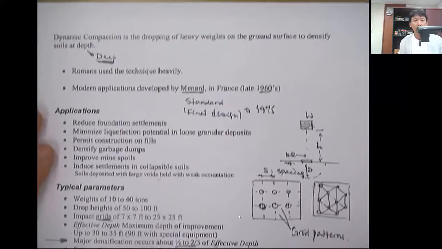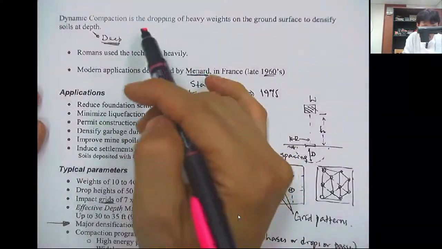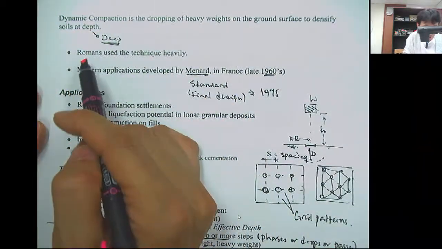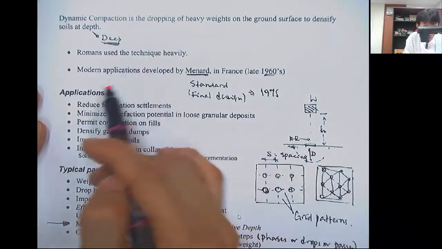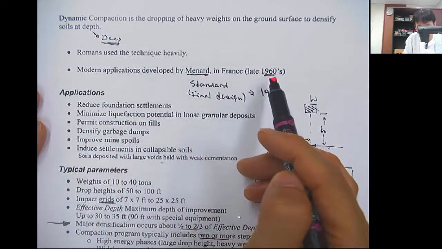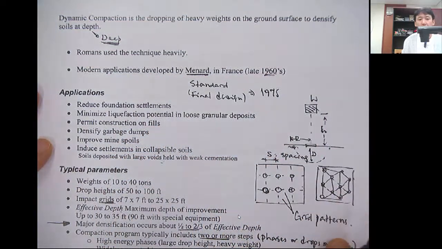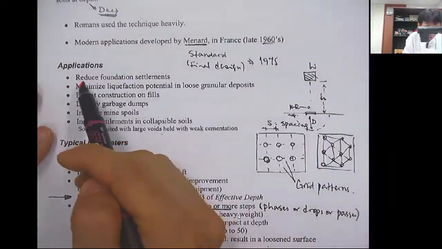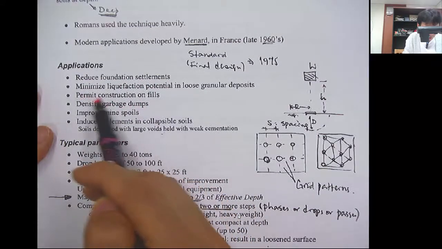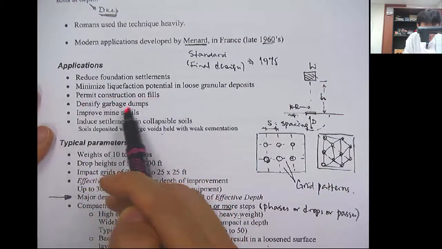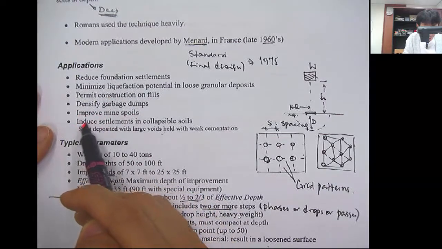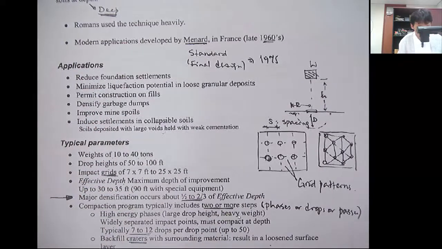Okay. Dynamic compaction, again, is the dropping of heavy weights on the ground surface to densify the soils at depth. The Romans used the technique heavily, and the modern application was developed by Menard in France in the late 1960s. The applications are to reduce foundation settlement and minimize liquefaction potential, permit construction on fills, densify garbage dumps, improve mine spoil, and induce settlement in collapsible soils.